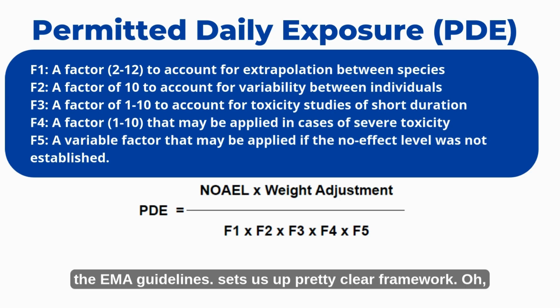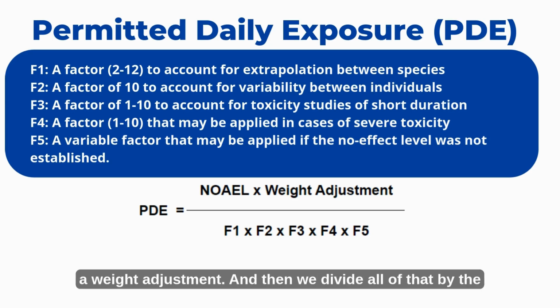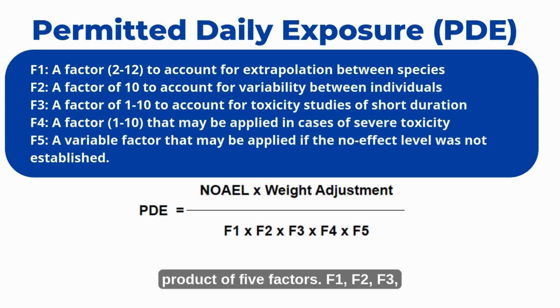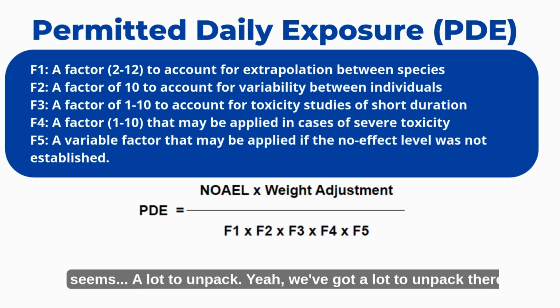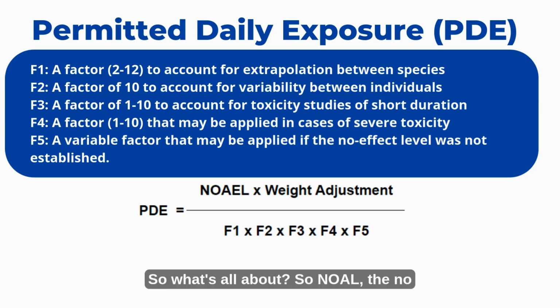All right, so the EMA guideline sets us up with a pretty clear framework. The formula goes like this. PDE equals NOAEL, that stands for no observed adverse effect level, times a weight adjustment. And then we divide all of that by the product of 5 factors, F1, F2, F3, F4, and F5. 5 factors. That seems like a lot to unpack. Yeah, we got a lot to unpack there. So let's start with that first part. You mentioned NOAEL. So what's that all about?